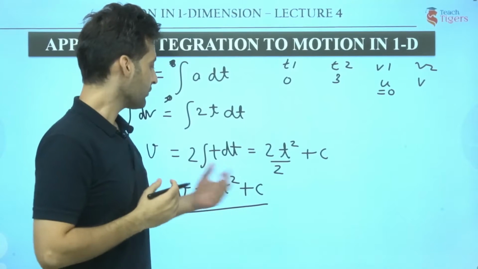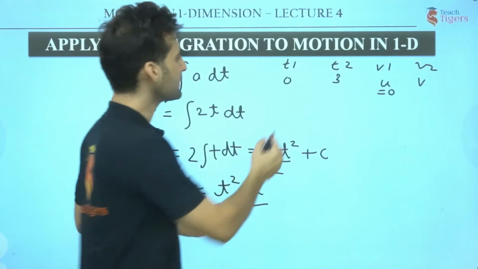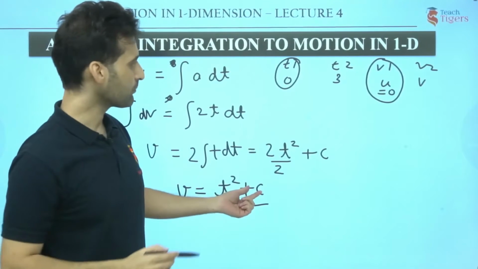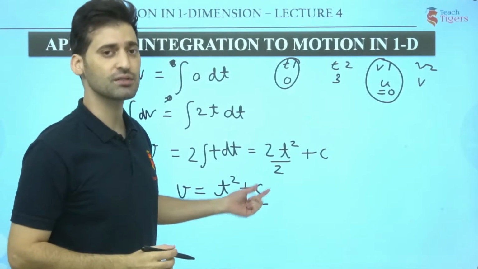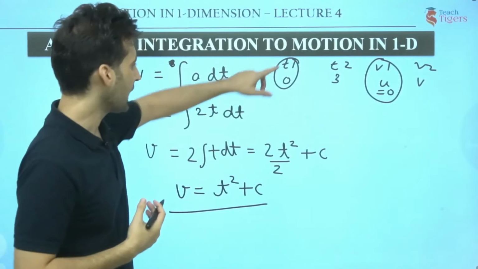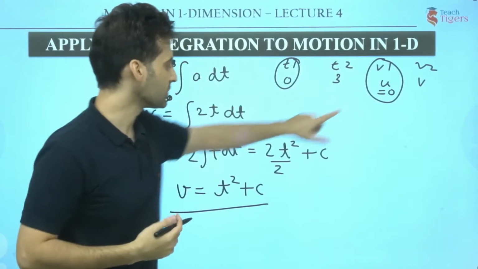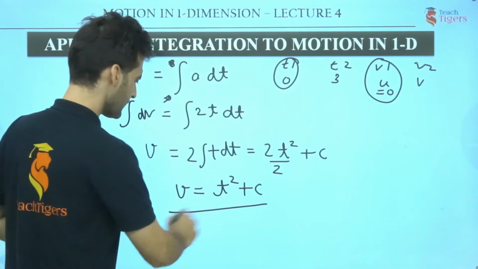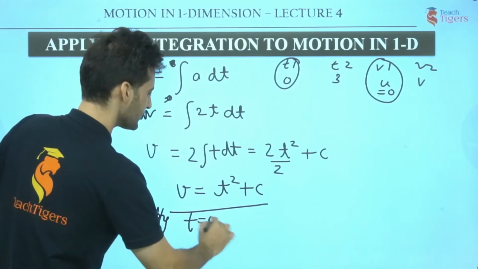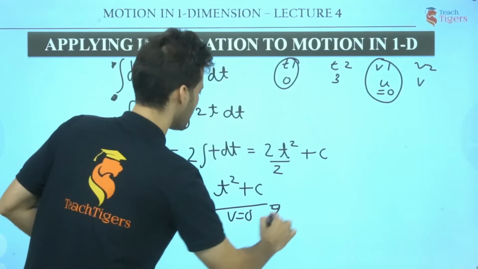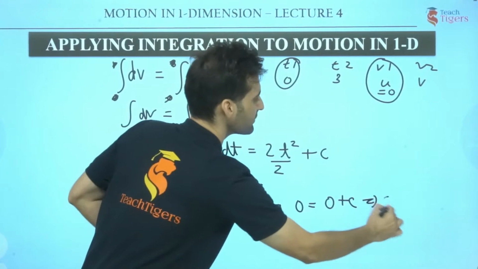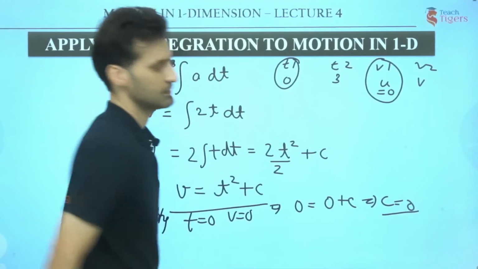See, if I want to get the value of c, I will use the help of this limit. This is called a boundary condition. Boundary conditions are certain conditions that are given to us in the question. See, at t equal to 0, the velocity is 0. So I will get the value of c here. Putting t equal to 0, v is 0. So I put 0 equals 0 plus c. So what will be the value of c? The value of c comes out to be 0.